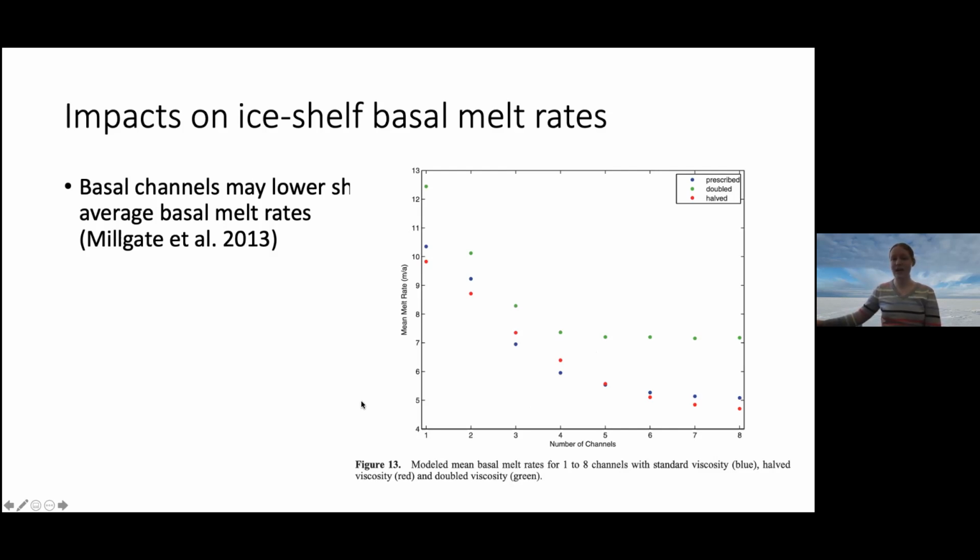And so basically the idea is that a lot of that plume flow is concentrated within these channels. And since it's concentrated within the channels and not necessarily spread over the whole base of the ice shelf, it doesn't melt quite as efficiently. And so you end up with a lower average basal melt rate. So in that way, these actually might stabilize ice shelves by lowering overall average basal melt rates. Of course, that's balanced with other considerations of those channels as well.